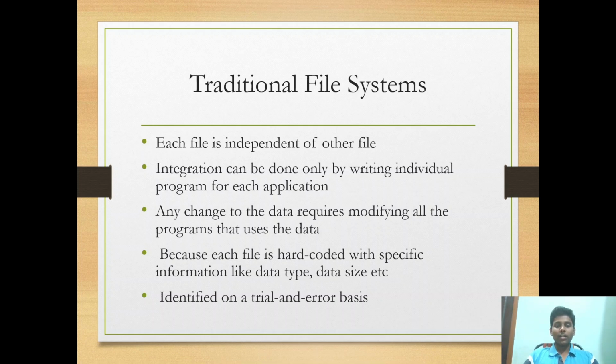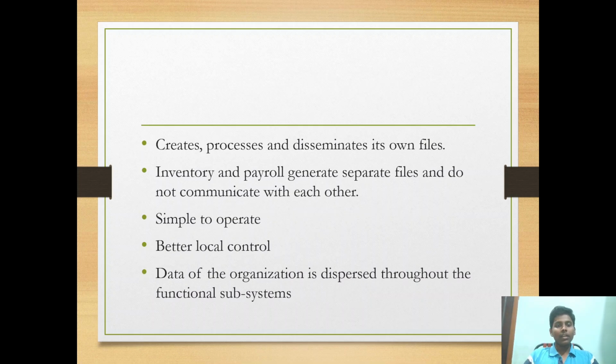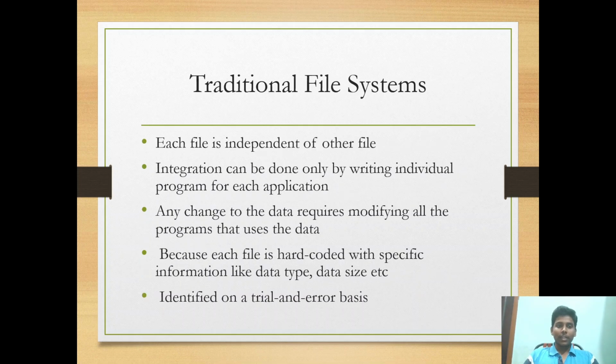Because each file is hard-coded with specific information like data type, data size, etc., identified on a trial and error basis, each application creates, processes, and disseminates its own files. Inventory and payroll generate separate files and do not communicate with each other, simply to operate better with local control. Data of the organization is dispersed throughout the functional areas and subsystems. This is the way a traditional file system works.